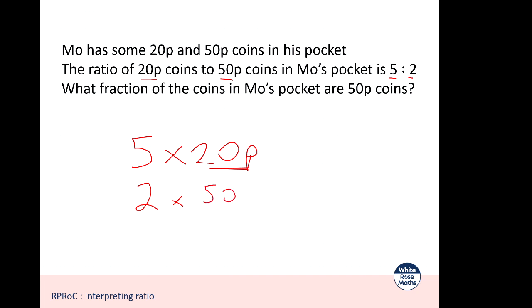So what fraction of coins in Mo's pocket are 50p coins? Well, he's got 2 out of a total of 7. So 2 over 5 plus 2. So the answer is going to be 2/7. Does that make sense, guys?